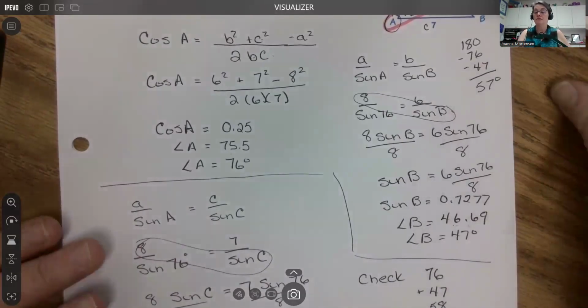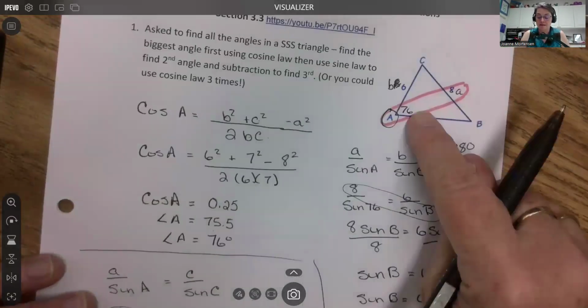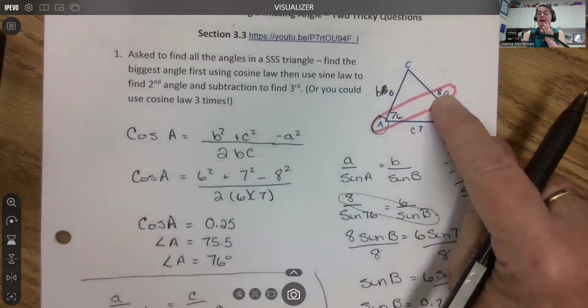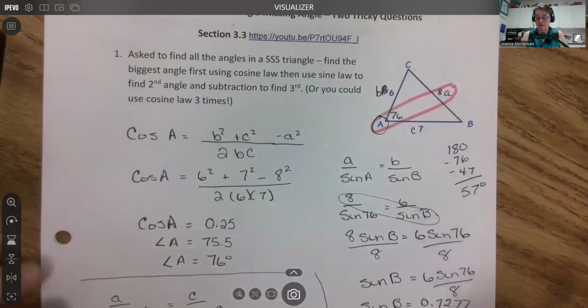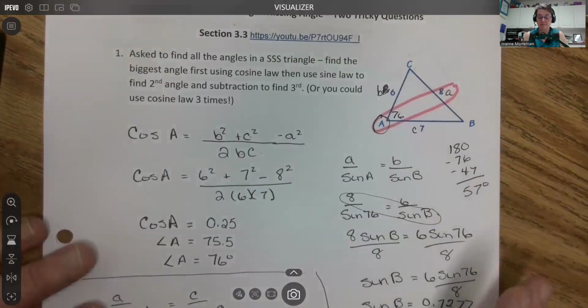Oh, wait, there's two questions. So that was the first one. So the first tricky one is do the biggest side, biggest angle with your cosine law, and then use sine for the other ones because there can only be one obtuse triangle in this. And if you do that one first, then your sine laws are always going to be just straightforward, no adjusting.